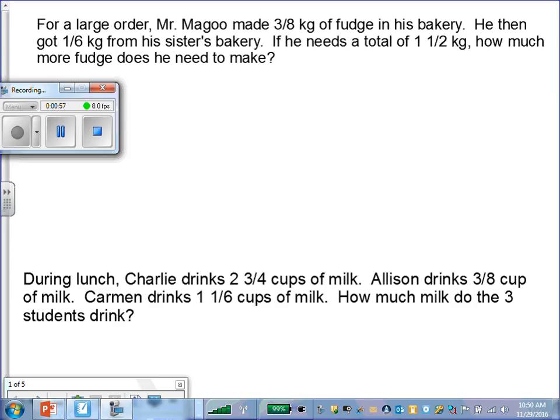So we're going to look at the first problem. It says, for a large order, Mr. Magoo made 3/8 kilograms of fudge in his bakery. He then got 1/6 kilograms from his sister's bakery. If he needs a total of 1 1/2 kilograms, how much more fudge does he need to make?